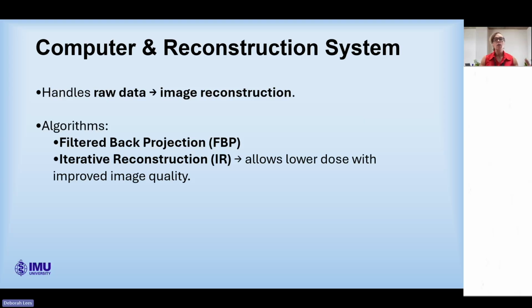So your computer and reconstruction system takes all this raw data that's been assigned digital values and it reconstructs the images. There are algorithms that work in two basic ways. There's the filtered back projection and there's the iterative reconstruction, which allows a lower dose, but with improved image quality. So we are moving now towards the iterative reconstruction, but occasionally we do need just high quality images that come with rapid acquisition, which has the trade-off with radiation exposure.